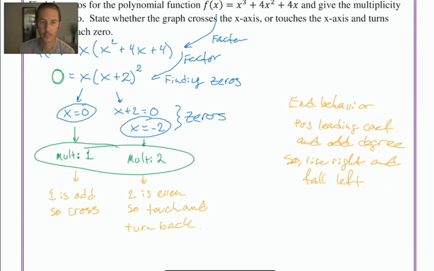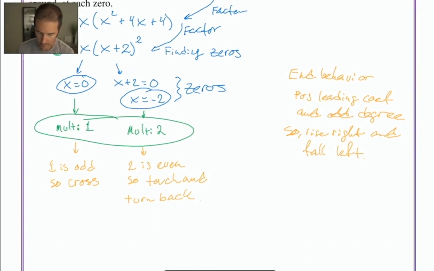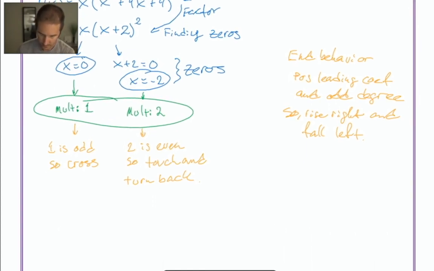f of 0 equals 0 to the third power plus 4 times 0 squared plus 4 times 0. It's a whole bunch of nothing, okay? So x value goes in of 0, y value of 0 comes out. 0, 0, that's the origin. So our y-intercept is at a point where we also have an x-intercept. At x equals 0, we have an intercept.